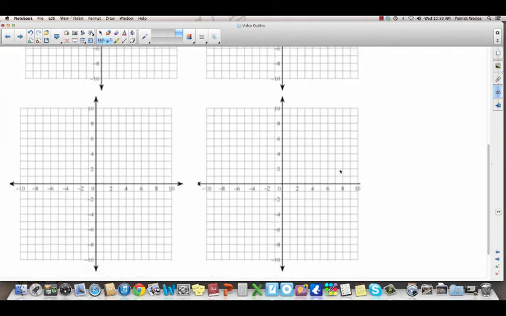Okay, let's quickly graph a couple of them here using transformations if we can. So the first one we're going to do is y equals negative 3 to the x power plus 1, and the second one we'll do is y equals (1/2) to the x minus 2, take away 2.